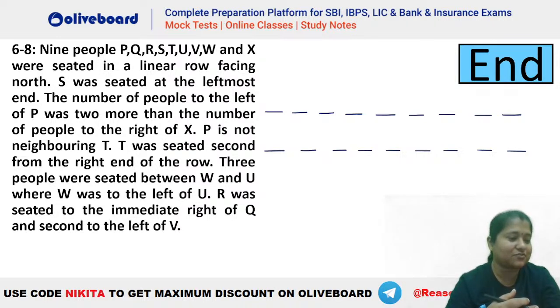Very good afternoon. Let's try, right? Let's see how this particular question has to be done. So you can see 9 persons are seated in a linear row facing the north. S was seated at the leftmost end. That means S has to be this person.